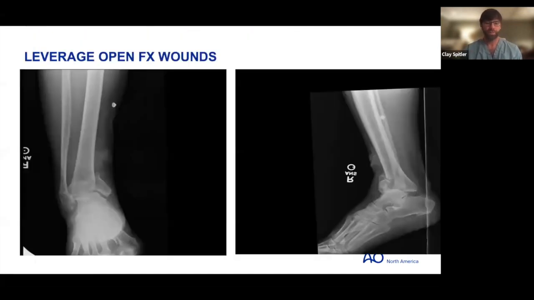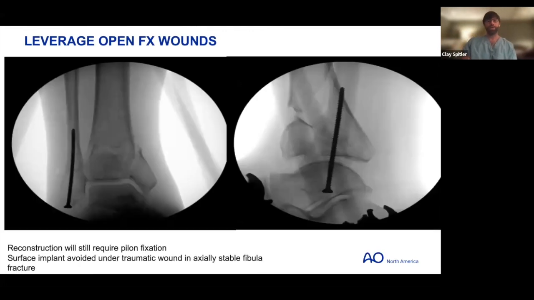And here's a similar case. This is a medial varus displacement with a lateral open wound, relatively simple fibular fracture pattern, some anterior talar escape. And through that open lateral wound, we're able to reduce the fracture, place a medullary implant without any additional soft tissue insult, and then close that lateral wound and never have to open it again.